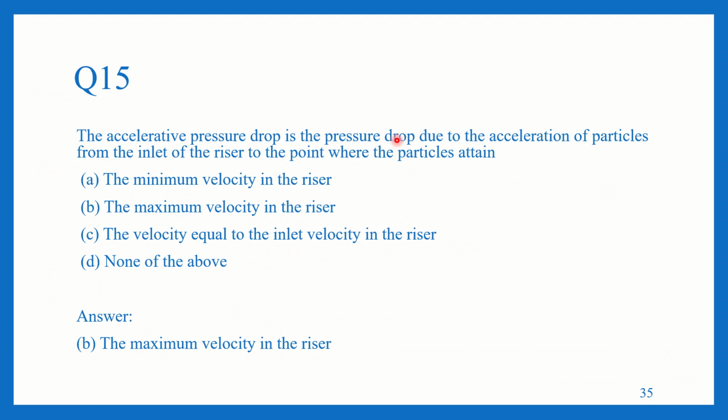The accelerative pressure drop is the pressure drop due to the acceleration of particles from the inlet of the riser to the point where the particles attain minimum velocity in the riser, maximum velocity in the riser, velocity equal to the inlet velocity in the riser, none of the above. So the riser is there. What is the acceleration pressure drop denote over that? In the pressure drop we have seen that it is due to friction, acceleration between the solids and gas, and the head. So acceleration pressure drop is the pressure drop due to the acceleration of particles from the inlet to the point where the maximum velocity is attained by the particles. Only then we get the acceleration pressure drop. So the answer to this is option B, that is maximum velocity in the riser. So between those 2 points only we calculate the accelerative pressure drop.